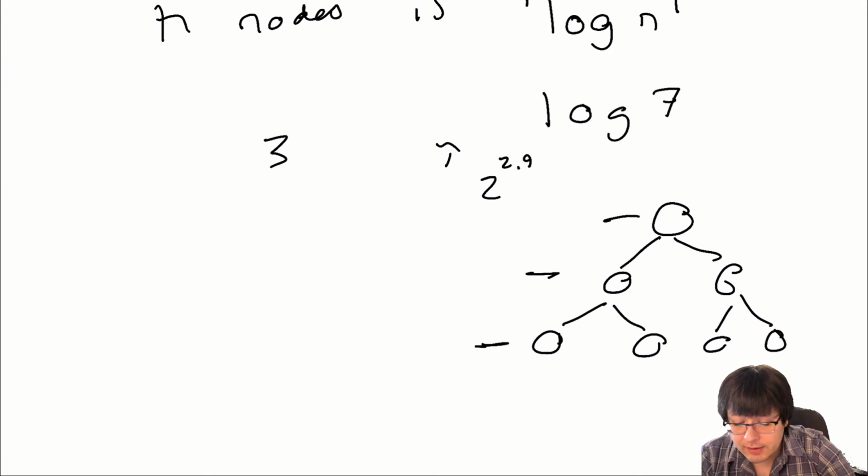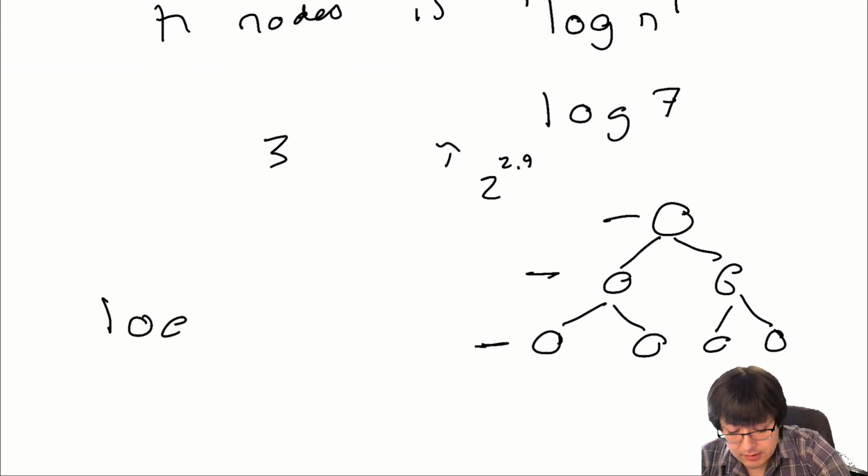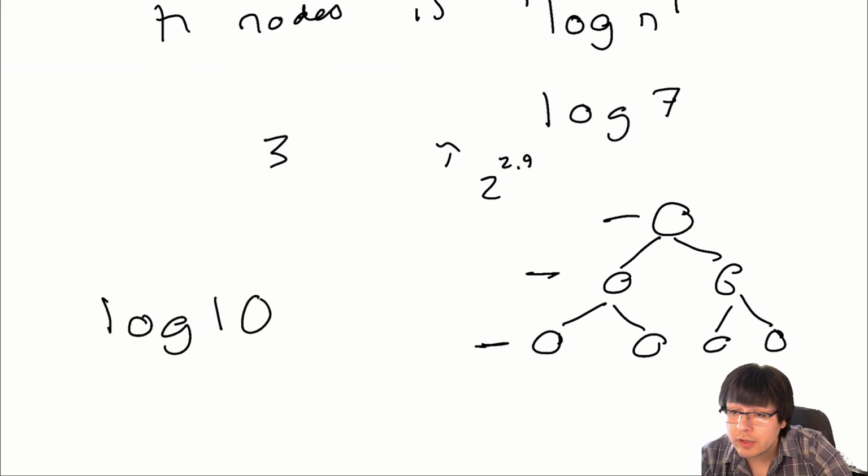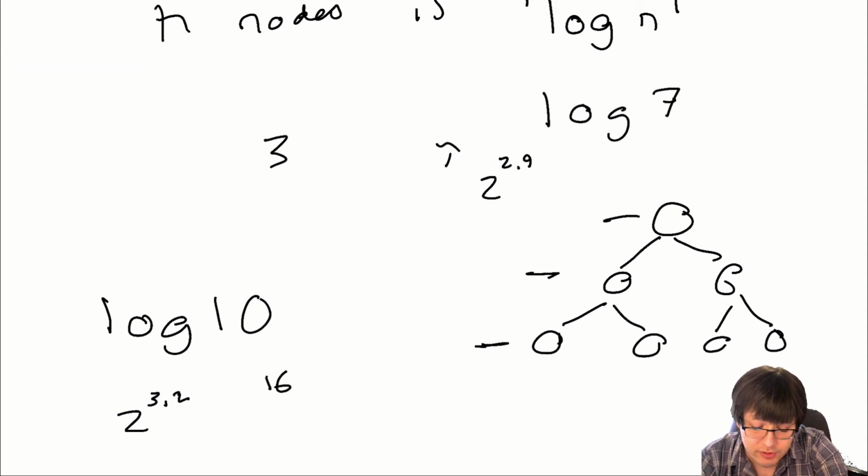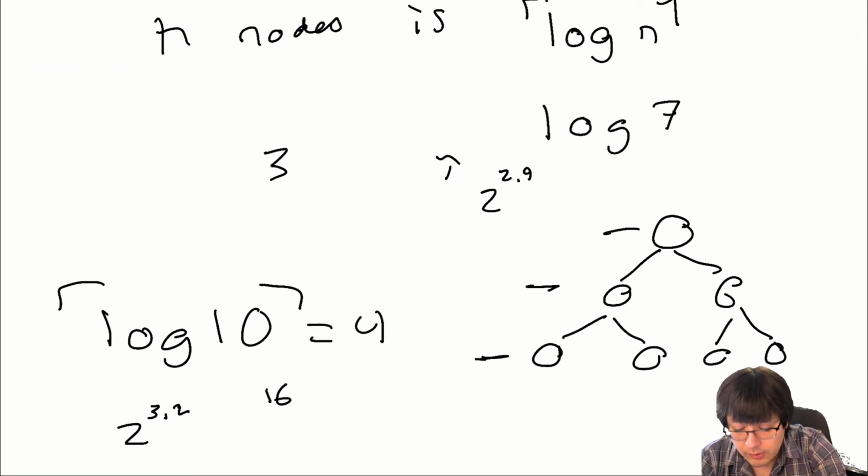Similarly, if I said I have a tree with 10 nodes, what is that going to be? Again, in this case, it's 2 to the 3.2 something power, because 2 to the 4th power would be 16, so somewhere between 3 and 4. So we take the ceiling function, which is going to essentially be 4. So here's the thing about 4.